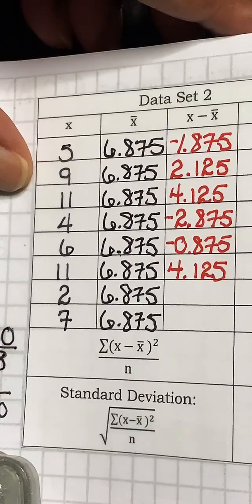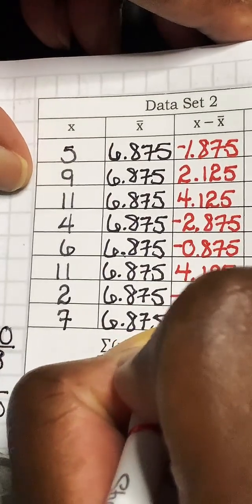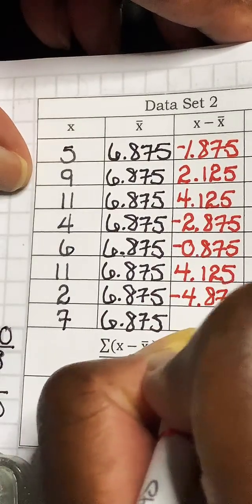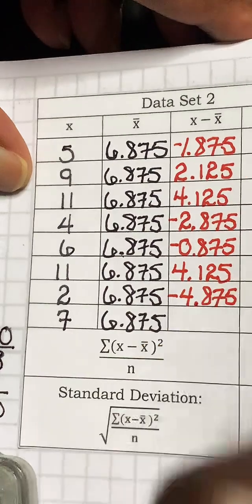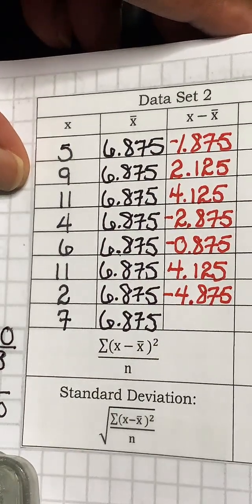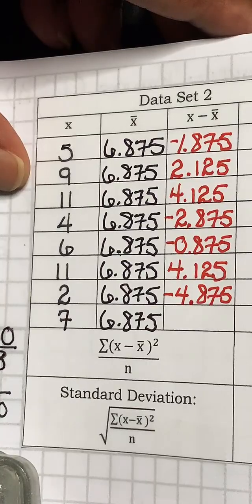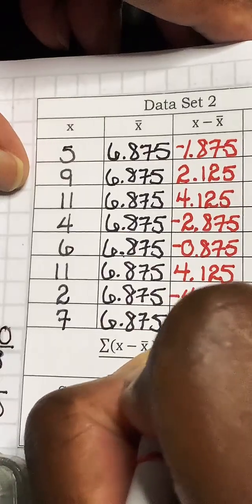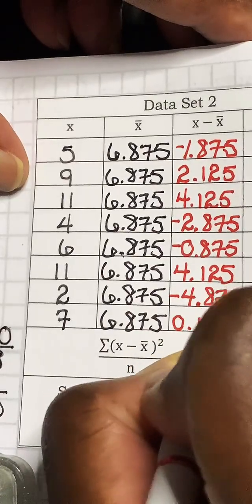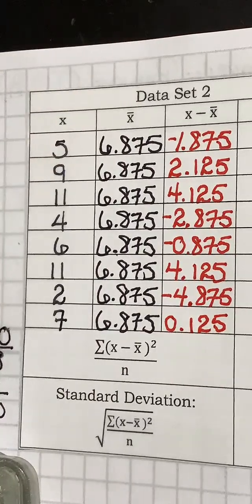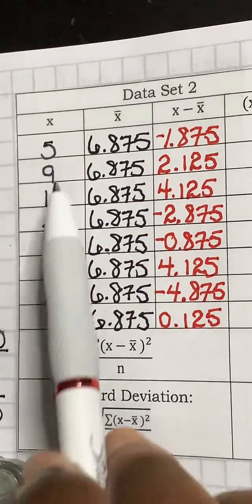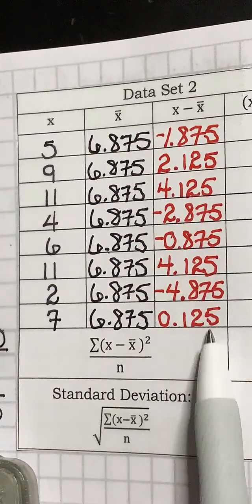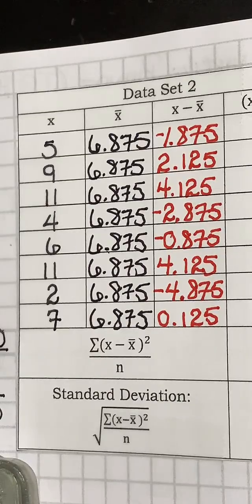6.875 gives me a negative 4.875. And we didn't do a 7 before, so 6.875, and this will give me 0.125. Okay, all we did was take our original number, subtract it from the mean in order to get our lovely difference.